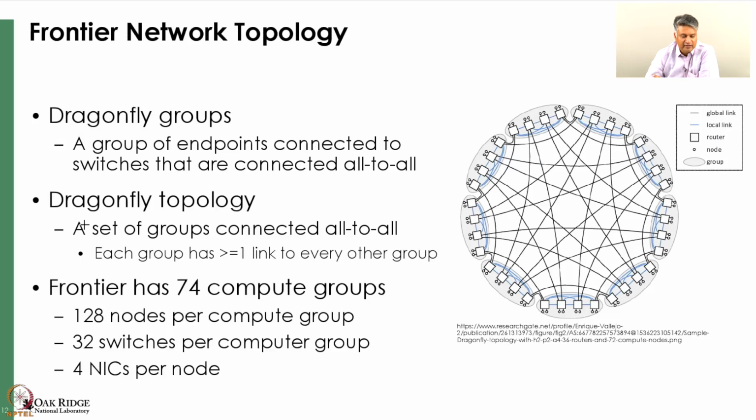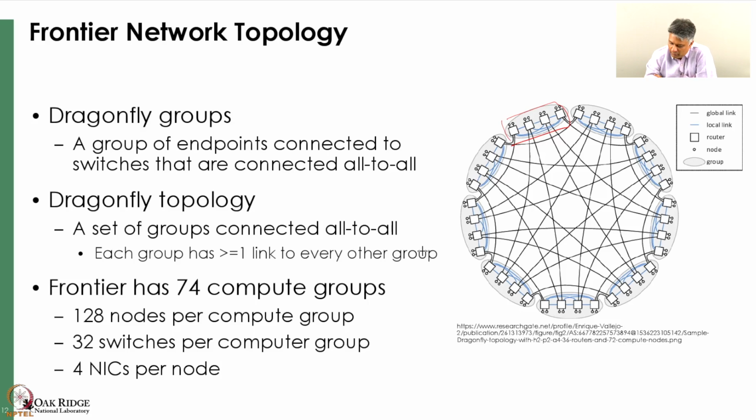So you have a dragonfly group where a group of endpoints are connected to the switches in some sort of all-to-all mode. So in each group, you will have an all-to-all connection. Now, each of those groups has more than one link to some other group. So in short, in this machine, there are 74 compute groups, there are 128 nodes per compute group, 32 switches per compute group and 4 NICs per node.